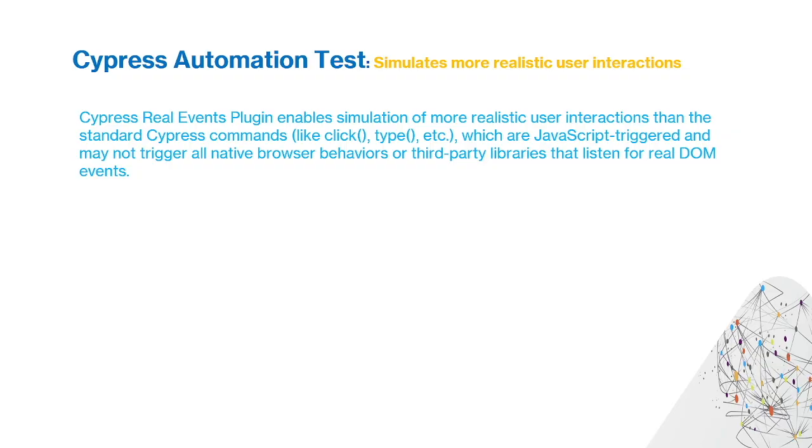The cypress-real-events plugin enables simulation of more realistic user interactions than the standard Cypress commands like click, tap, etc., which are JavaScript triggered and may not trigger all native browser behaviors or third-party libraries that listen for the real DOM events.